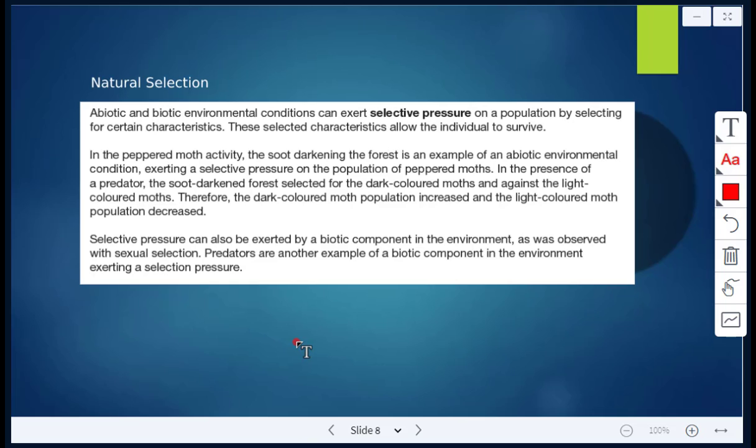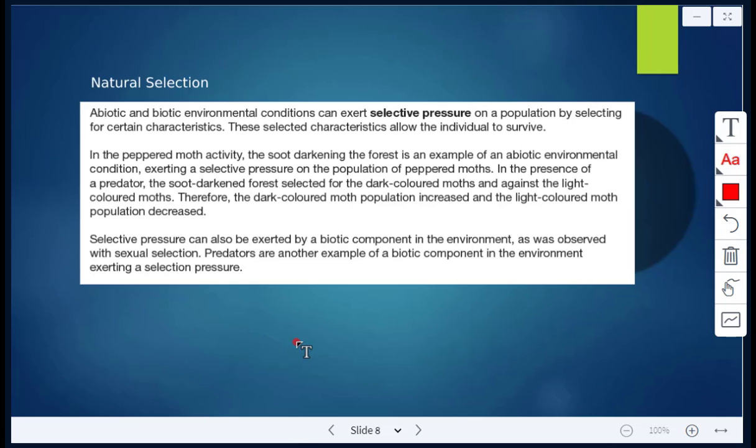When we're talking about the peppered moth, the soot darkening the forest, that's an example of an abiotic environmental condition, which exerted a selective pressure on the population of peppered moths. So then in the presence of a predator, the soot-darkened forest selected for the dark-colored moths and against the light-colored moths, right? Because the light-colored moths can be easily seen. So therefore, the dark-colored moth population increased, the light-colored moth population decreased.